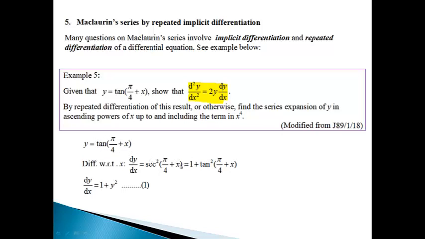Secant squared of pi over 4 plus x can be rewritten as 1 plus tangent squared of pi over 4 plus x. Why do we particularly write it in this manner? Because y is equal to tangent of pi over 4 plus x, we can rewrite everything on the right hand side as this. So dy dx is equivalent to 1 plus y squared.